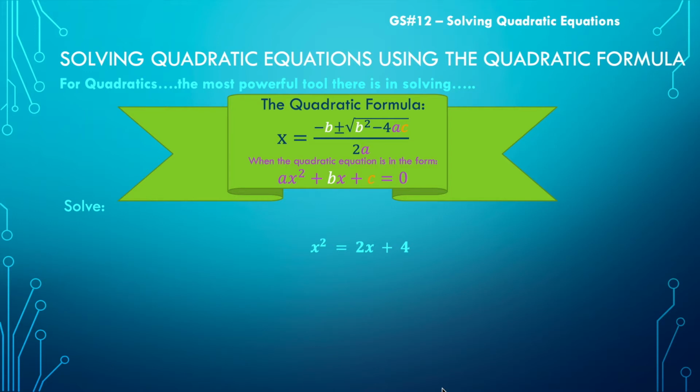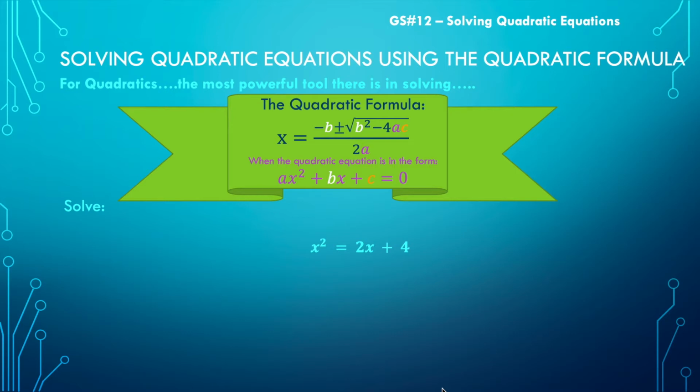The quadratic formula is defined to be x is equal to negative b plus or minus the square root of b squared minus 4ac, all divided by 2a. And this is true when the quadratic equation is in the form ax squared plus bx plus c is equal to 0. Notice all of the terms of the equation are on one side and it's set equal to 0. This must happen before you apply the quadratic formula. Otherwise, you will have sign errors, and we don't want that.